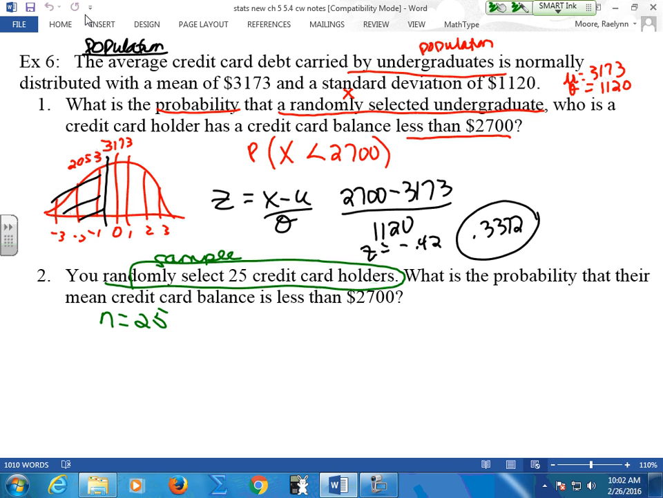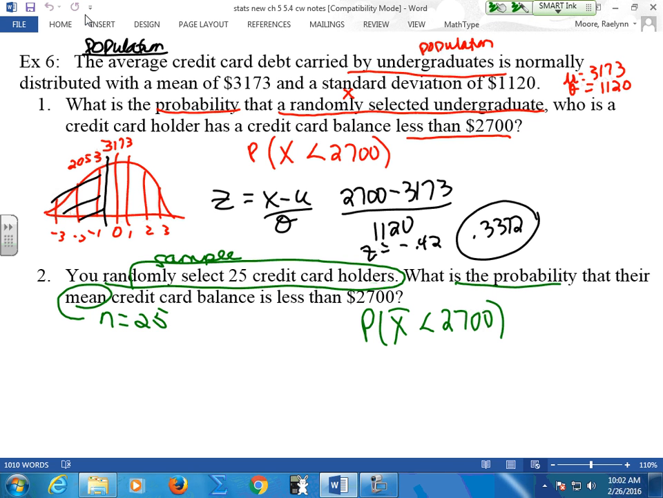Now, what is the probability, the same statement, that the mean credit card balance, they didn't ask what the mean was here, they just asked about a credit card holder for the population, that the mean, the average of all those, would be less than, so I'm going to write it as a mean, less than 2,700. So we got a little bit of a change here. We're now taking a sample. When we take a sample, what's going to change? The mean or the standard deviation?